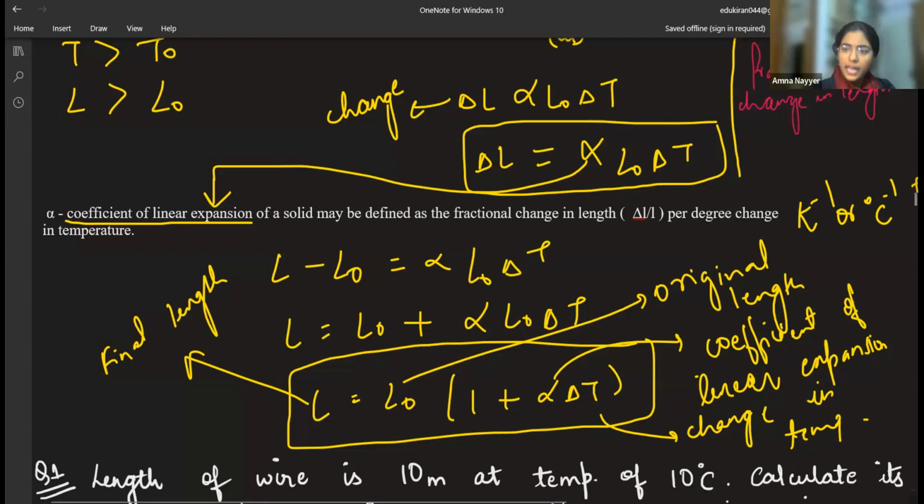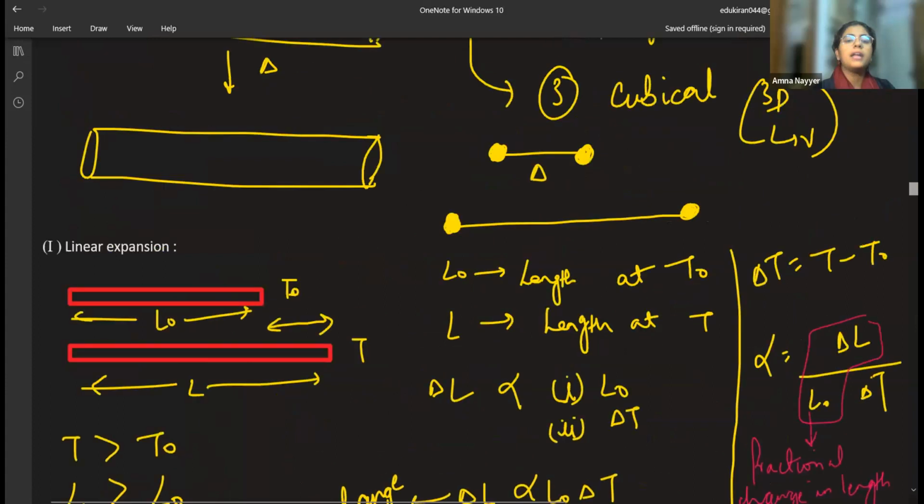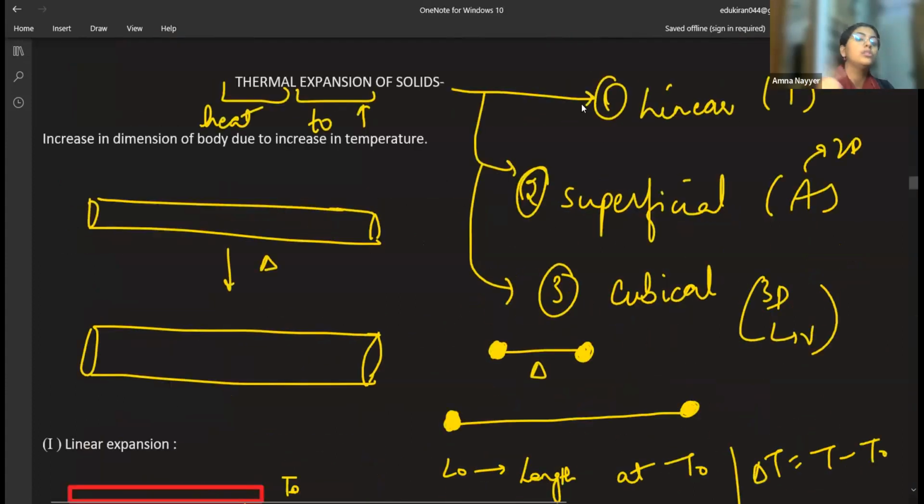All right. Write it down. This is the change in the length that has come. Write it down. I'll practice numericals with you. First, you will solve by yourself.